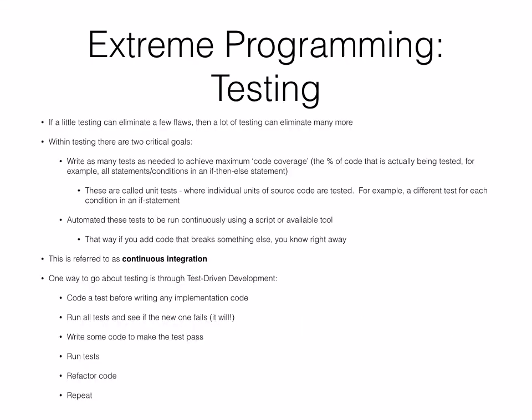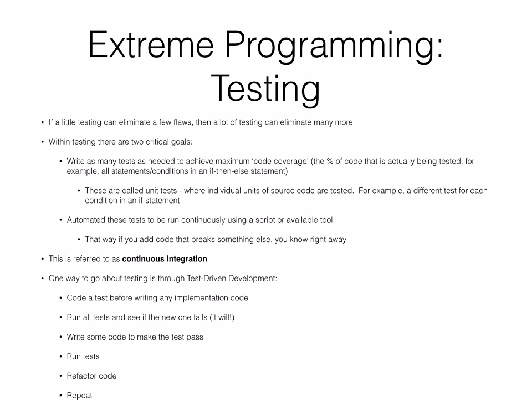Now, let's move on to the next slide and talk about testing, where the philosophy is that if a little testing can eliminate a few flaws, then a lot of testing can eliminate many more flaws and perhaps most of the flaws. So within testing, there are two critical paths. You want to write as many tests as needed to achieve maximum code coverage, which is the percentage of code that is actually being tested. So for example, all statements or conditions in an if-then-else statement. So you probably have seen this in Excel.